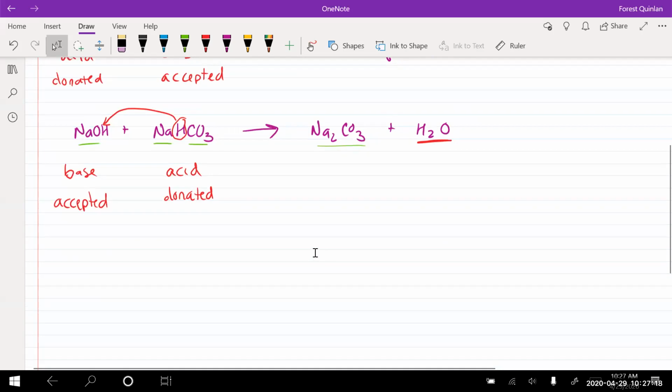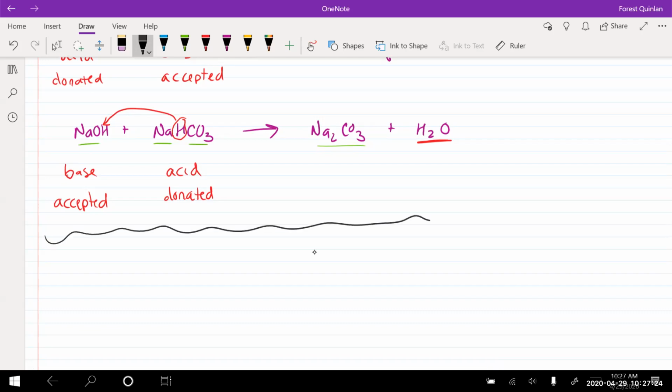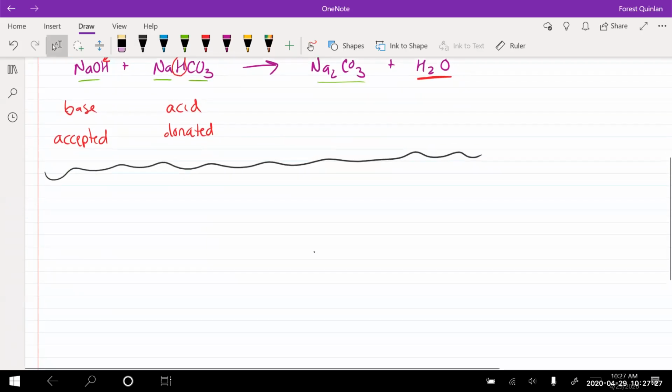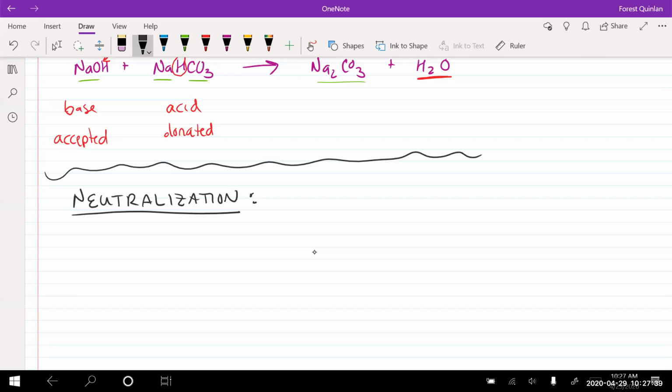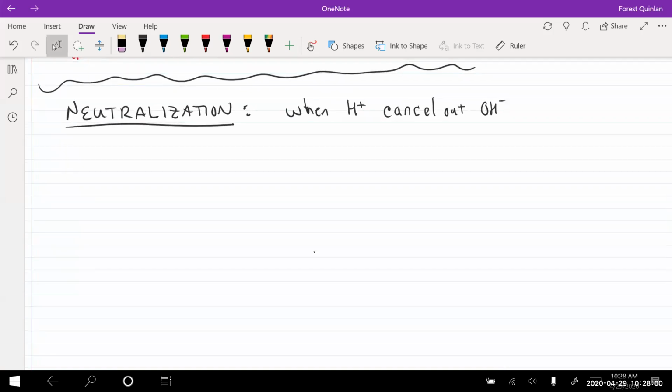Okay. Let's talk about neutralization or neutralizing. Neutralization. This is when H plus cancels out OH minus. So neutralizing is taking H's and OH's and canceling them out.